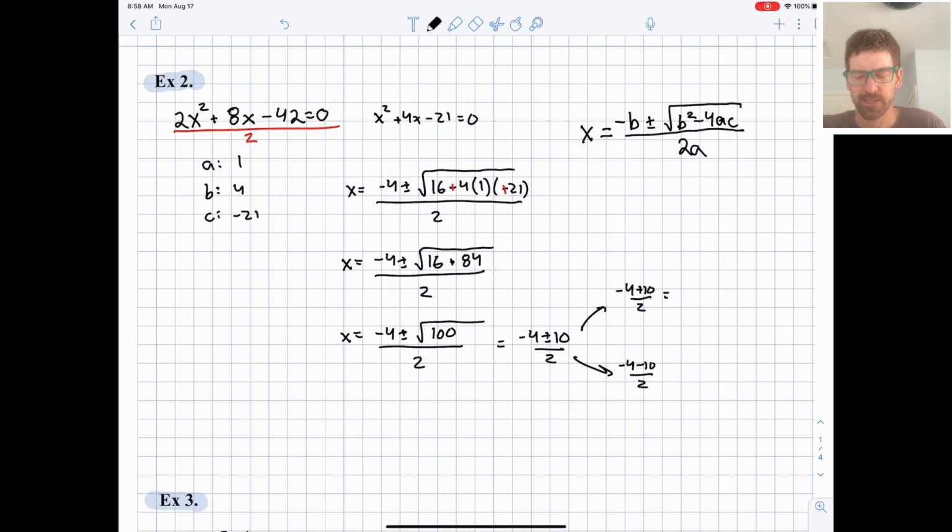So negative 4 plus 10 is 6, over 2 is 3. So that's one solution. Negative 4 minus 10 is negative 14, over 2 is negative 7, so that's the other solution. So those are our 2 solutions.